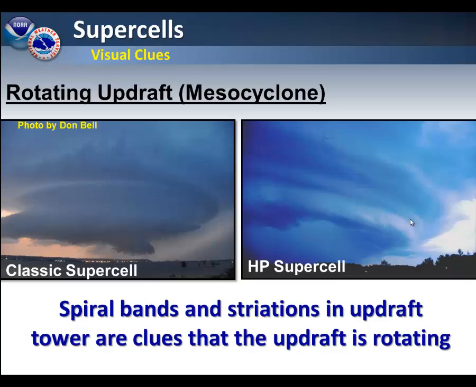Here are two examples of supercells. The one on the left is called a classic supercell. The one on the right is called a high precipitation supercell, or HP for short. Both of these produce spiral bands and striations and updraft towers, and these are clues that the updraft is rotating.